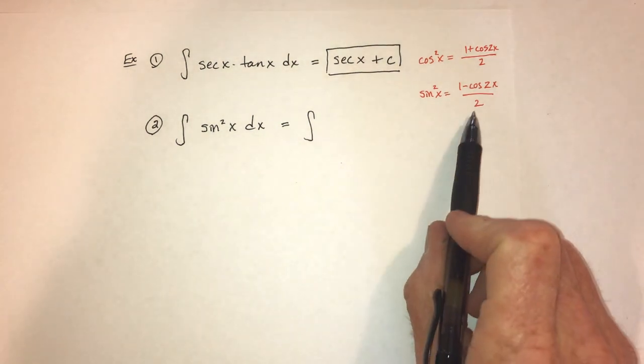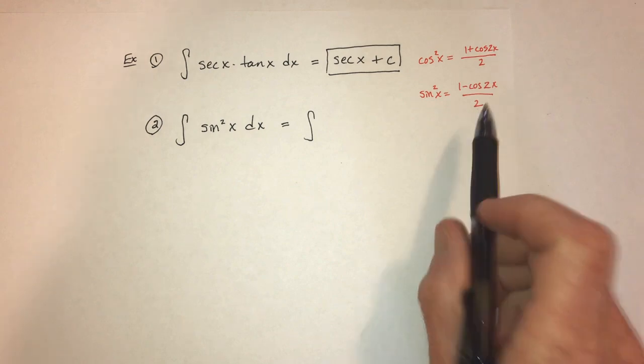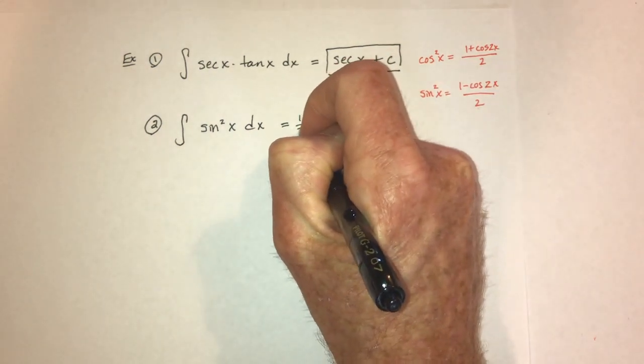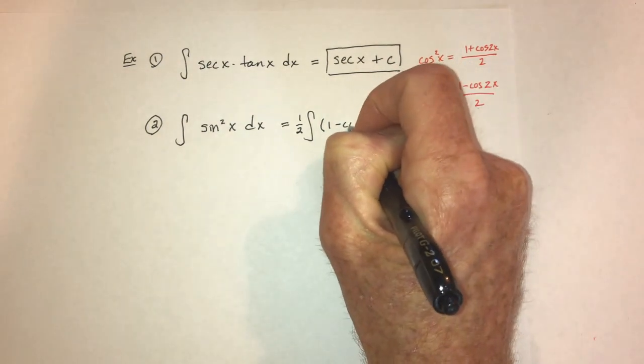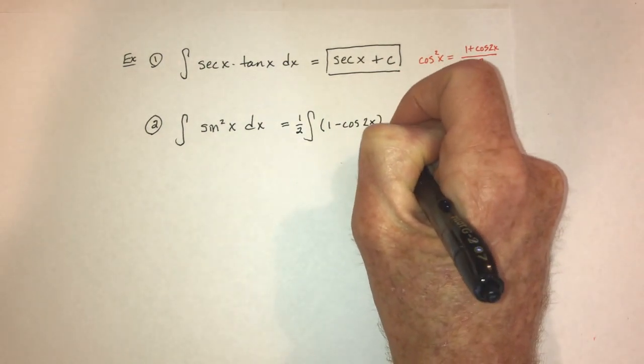Now with that identity, since there's a constant 1/2 right here, I'm going to factor out that 1/2. And then what it leaves is 1 minus cosine of 2x.